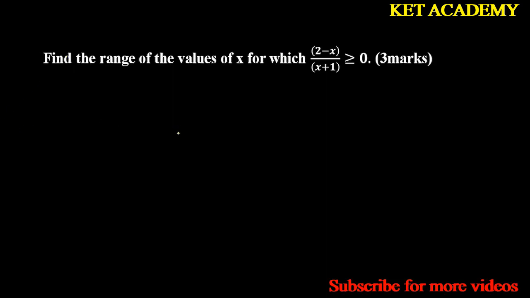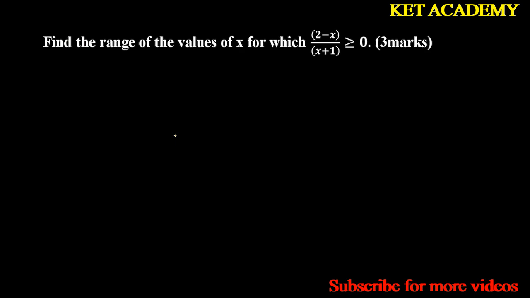Now, the B part of this question says: find the range of values of x for which (2 minus x) divided by (x plus 1) is greater than or equal to 0. 3 marks. So this is an inequality. We have been given an inequality to solve.